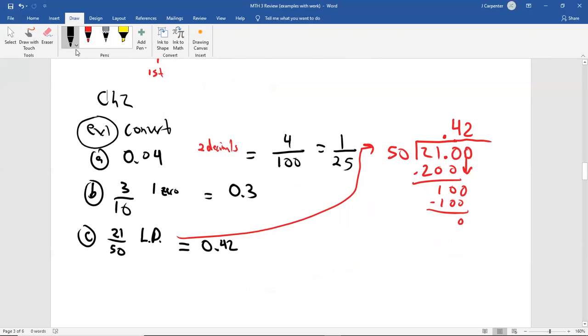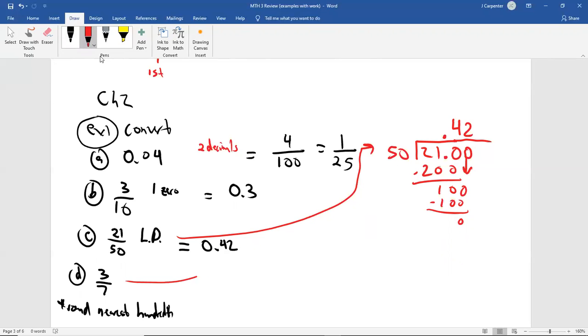Let's do one more, D. And let's go with 3/7, and we're going to say round to the nearest hundredth. Round to the nearest hundredth. So the bottom's not a power of 10, so I have to do the long division. And again, I'm going to give myself some space. We'll put the 7 on the left, the 3 on the right.